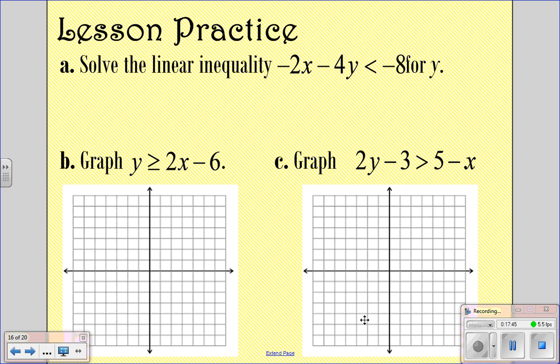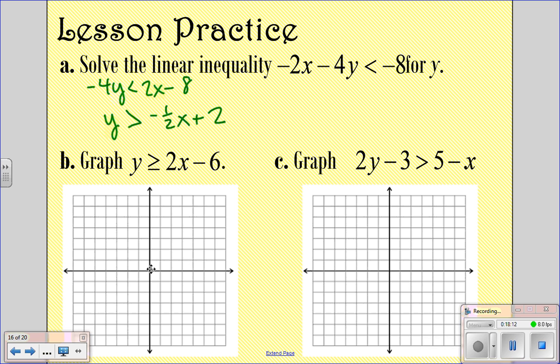Looking at some practice problems. Y'all try these. Pause the video, and then once everyone's finished, y'all unpause it and check and see if you got them correct. So we're going to start by adding the 2x. So I'm going to have negative 4y is less than 2x minus 8. Divide by negative 4. So that's going to be y is greater than negative 1/2 x plus 2. Okay, and so that'd be how you solve for y.